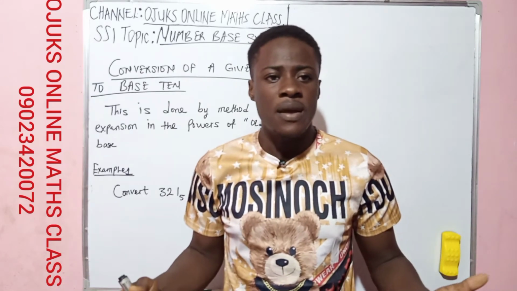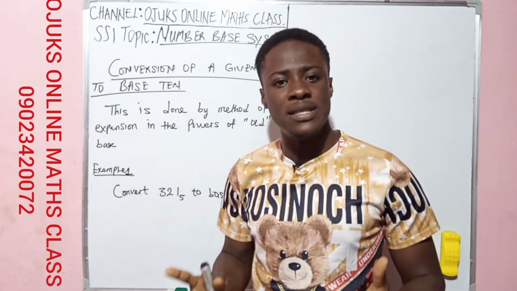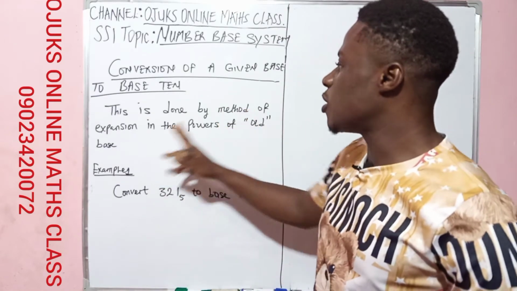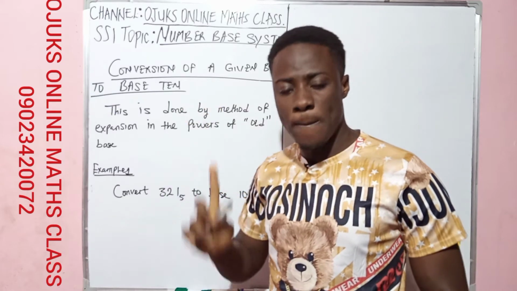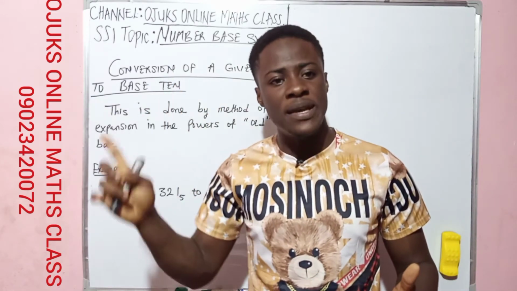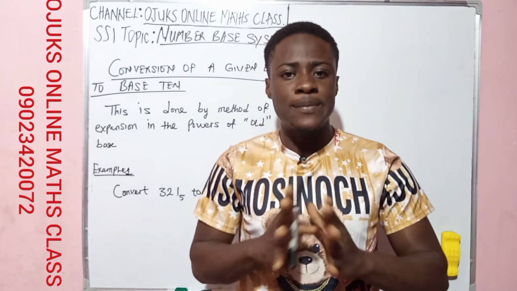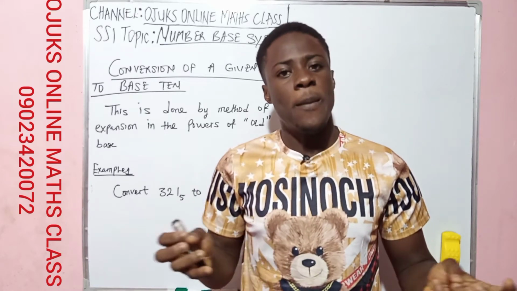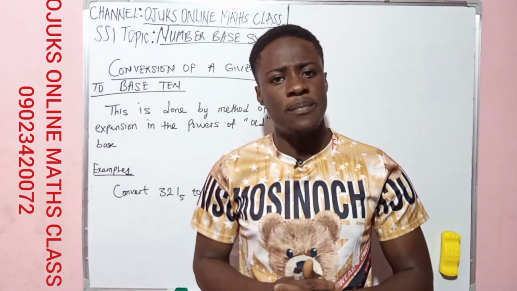How do you do this? If you want to convert a number which is in another base to base 10, it simply involves the method of expansion in the powers of the old base. So if you want to convert a number from another base to base 10, it simply involves what? Expansion with the powers of the old base. How do you do this? Okay, let us observe some examples.